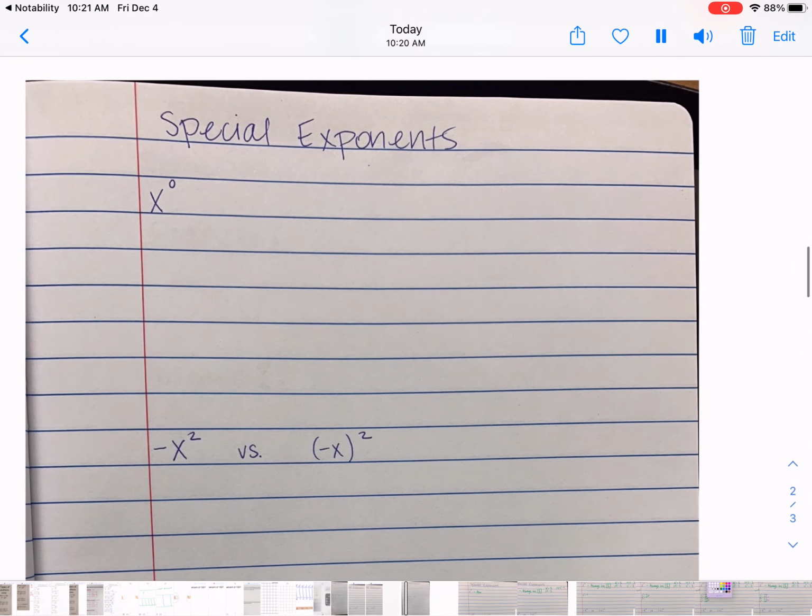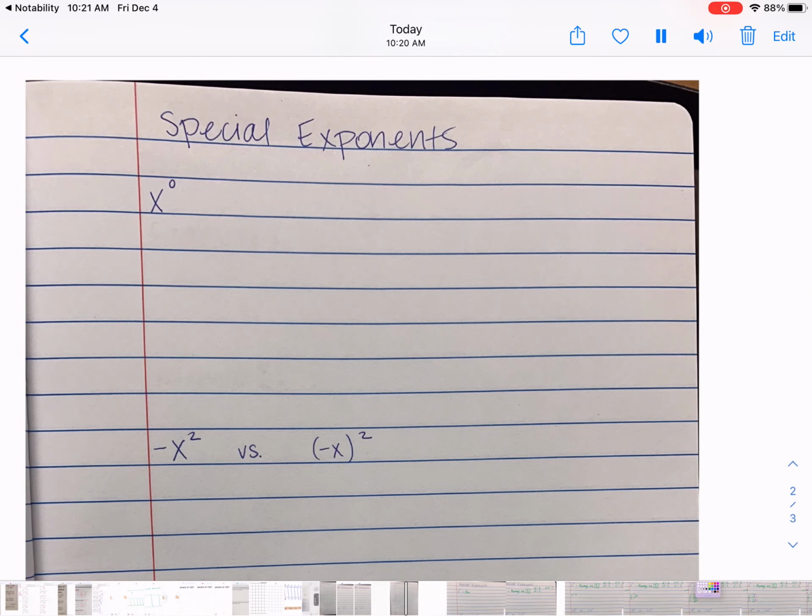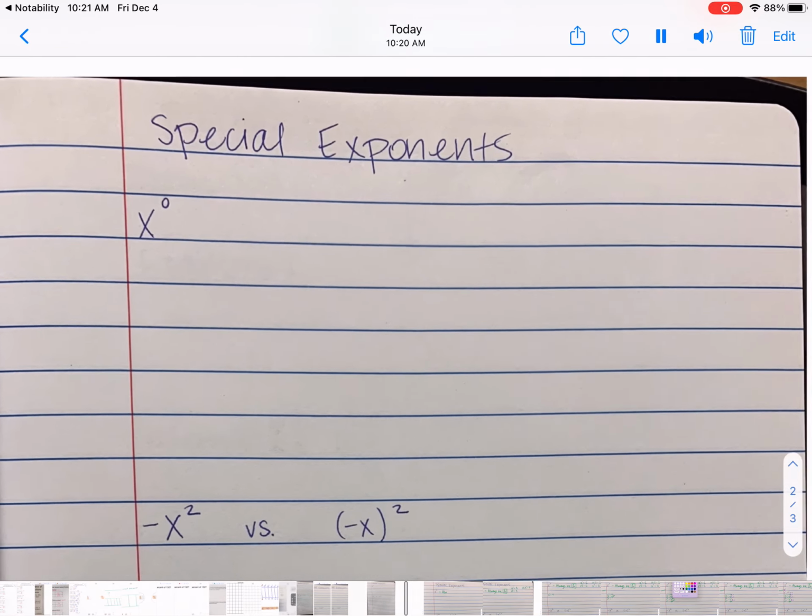We're going to learn about some special exponent rules. The first one is when I have a number that is to the power of 0. And the other one is when I have a negative base number, either with parentheses or without. So let's talk about this first.